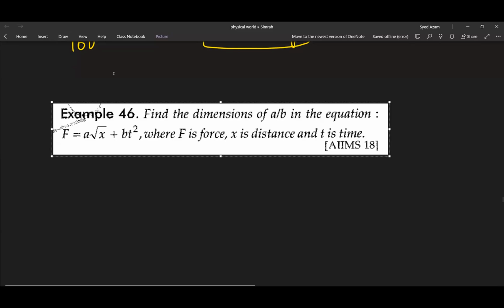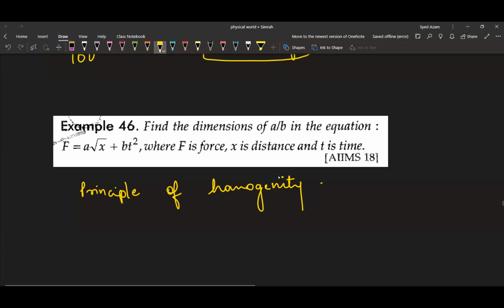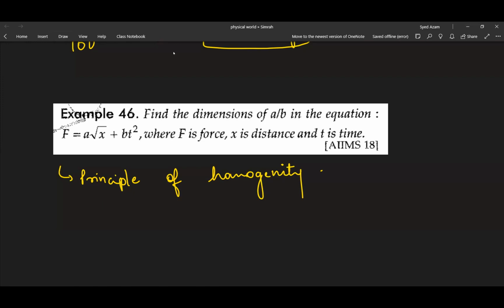Try this first and tell me the answer, whatever you get. Just a second, ma'am. Okay, try it once, Simrah. Yes, ma'am.